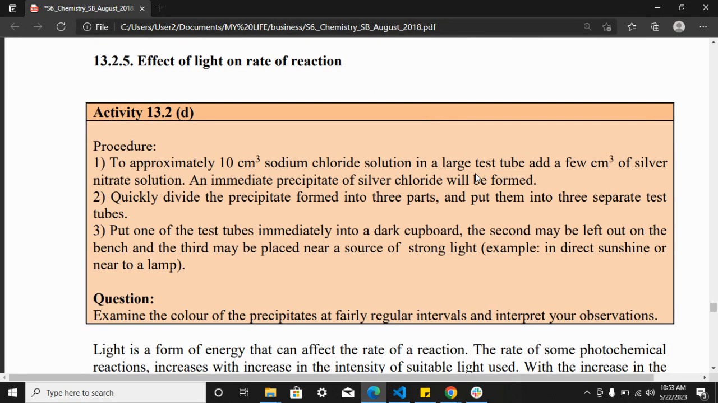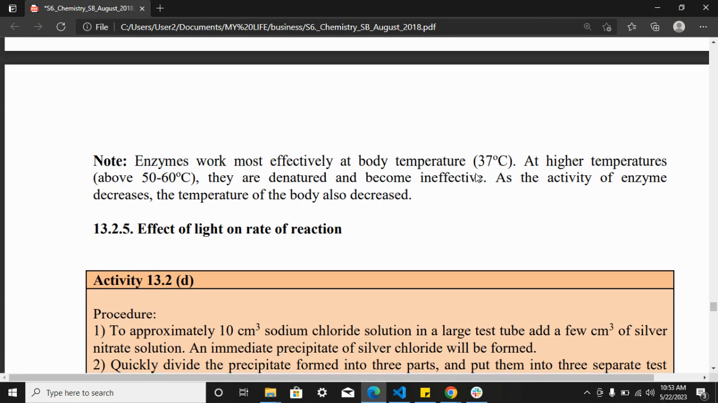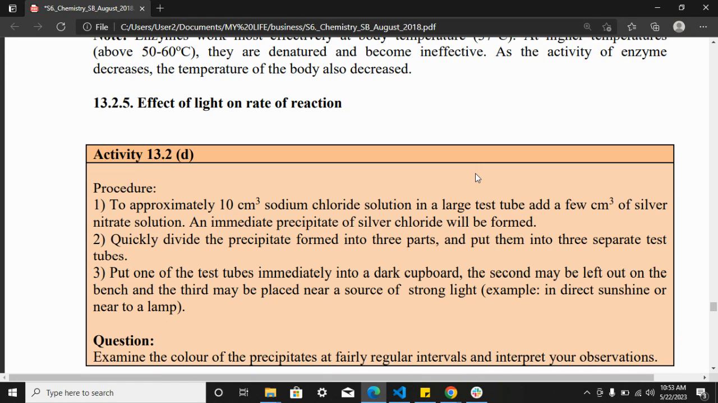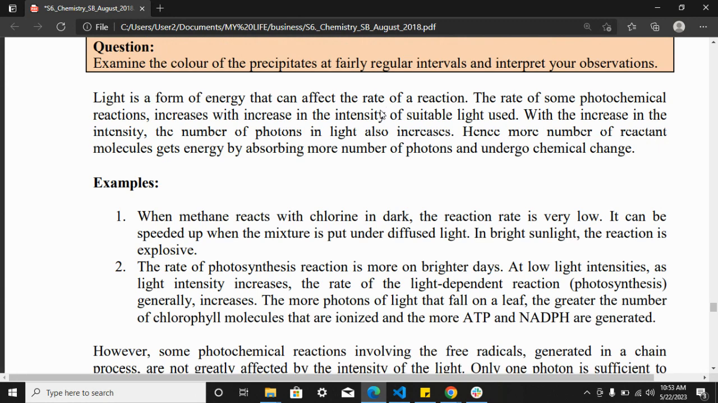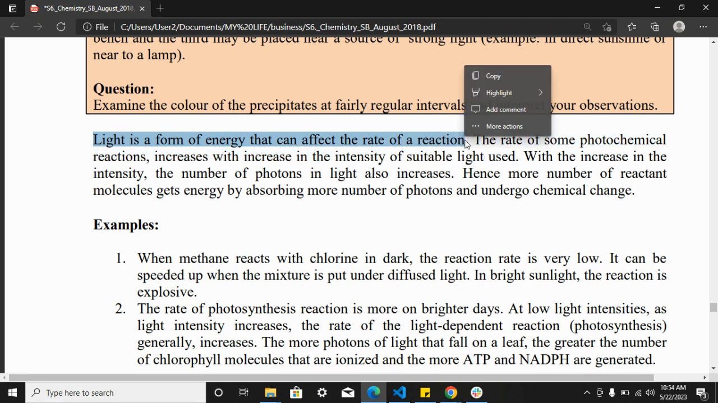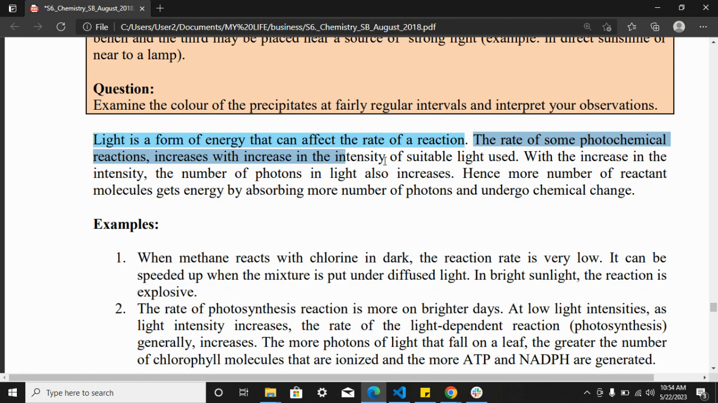So the hydrolysis reaction requires water, while the reverse reaction of hydrolysis produces water. So what is the effect of light on a reaction, right? Light affects a reaction because light is also a form of energy, just like temperature. So it can affect the rate of reaction, but these depend on what we call photochemical reactions, that is, reactions that require light in order to happen. The very famous reaction is photosynthesis, right.